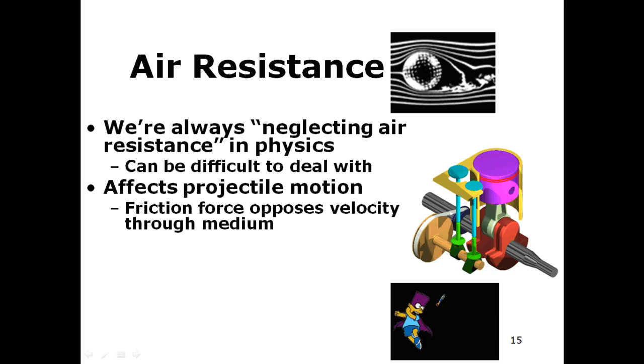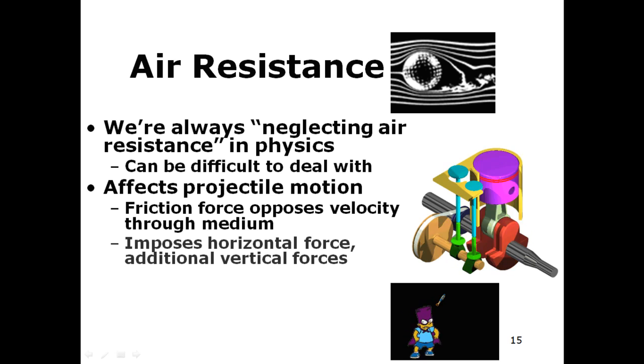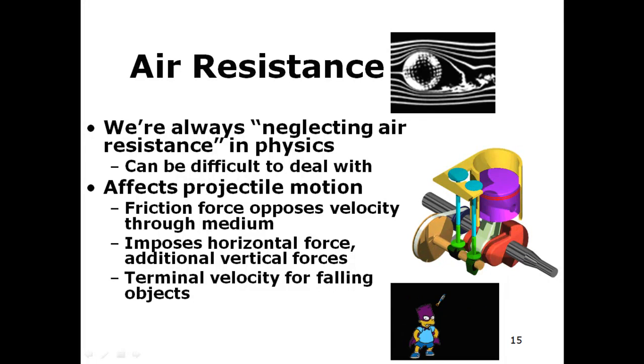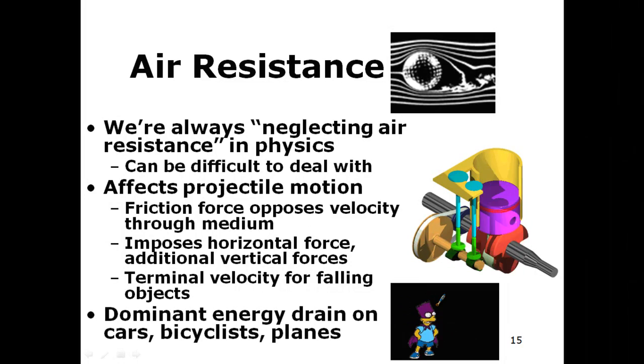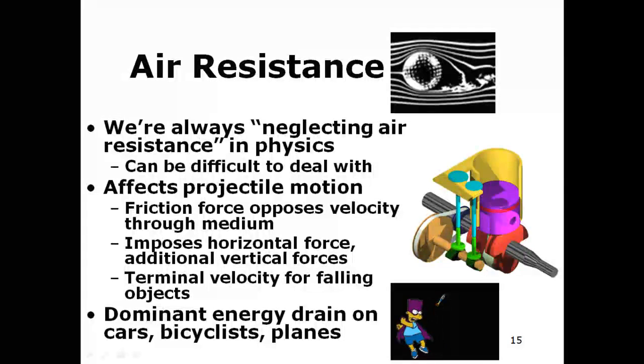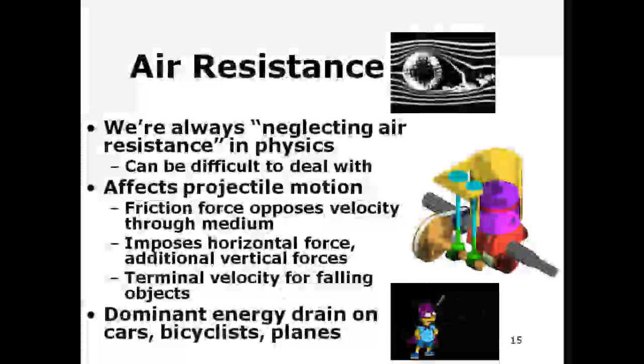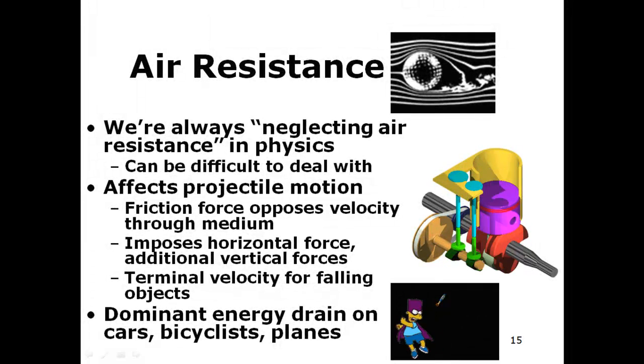So friction force opposes velocity through a medium, which means like through air in this case. It imposes a horizontal force, so you have to add another vector in there. And we're also talking about terminal velocity for falling objects. Terminal velocity is achieved because of air resistance. So it's the dominant energy drain on cars, bicyclists, and planes. So that's why we want our cars to be aerodynamic, to reduce that air resistance. That's why we want planes to be aerodynamic. And it even affects bicycles, because the faster you move, the more air resistance there is.